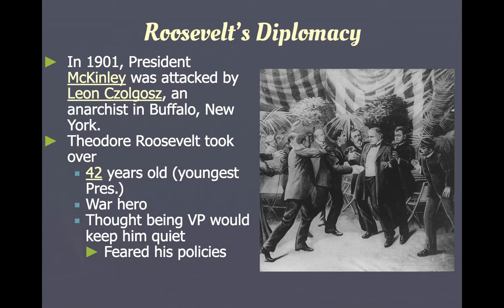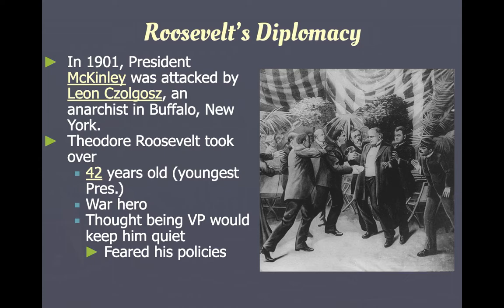So Theodore Roosevelt is going to take over. He's 42 at the time, which makes him, up to this point, the youngest president. Now, remember, he's a war hero, the leader of the charge up San Juan Hill. Remember the Rough Riders charged up San Juan Hill, and that was the big turning point of the Spanish-American War.